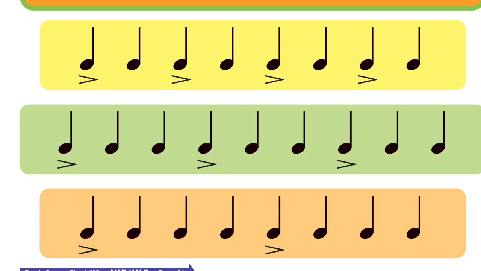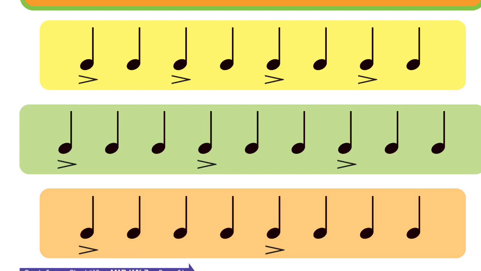So let's try it. We're going to say strong and weak while we do our pats and snaps, just the yellow line. 1, 2, here we go. Strong, weak, strong, weak, strong, weak, strong, weak. All right, one more time. 1, 2, yellow line now. Strong, weak, strong, weak, strong, weak, strong, weak.